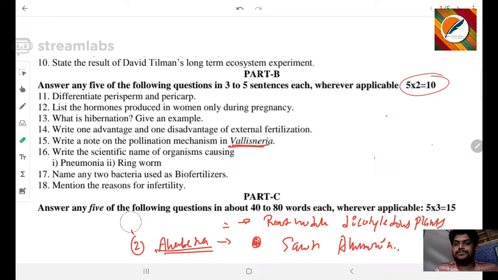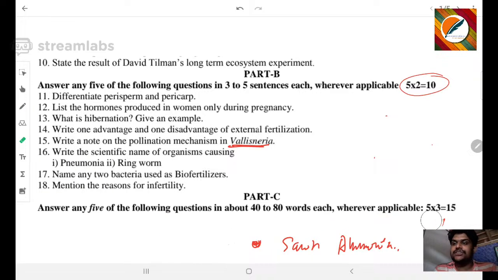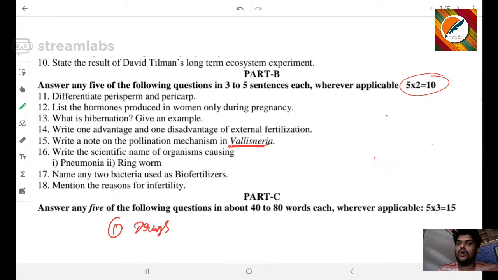Okay, then the last one, mention the reasons for infertility. These are very simple reasons. The first reason is drugs. Using drugs in a very high quantity can damage the reproductive parts, and hormonal damages may take place. The next one is diseases. Certain genetic diseases, certain organ-based diseases, organ-based cancers can also cause infertility.